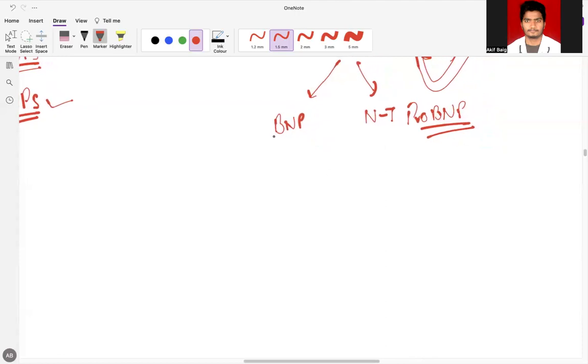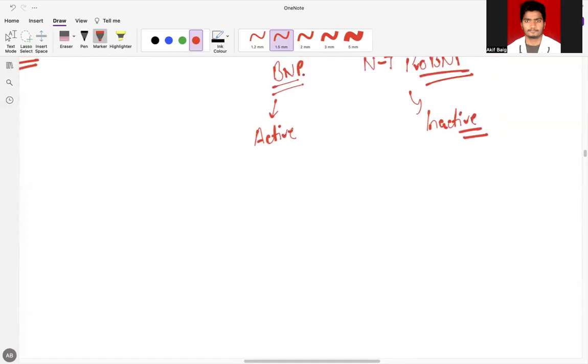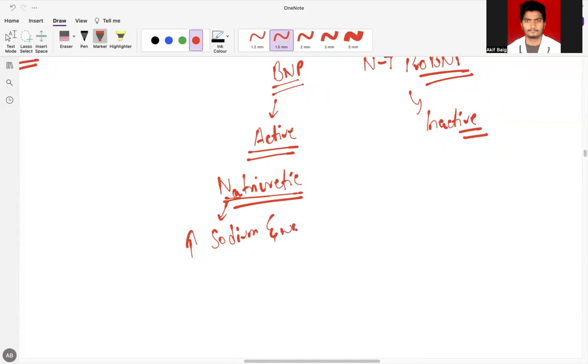The difference between the two is that BNP is the active metabolite, whereas NT-proBNP is just a protein and it is inactive. It doesn't have any actions as such. What does beta natriuretic peptide do? The name itself says it has a natriuretic effect. Na stands for sodium, so it leads to increased sodium and water excretion. Also, it causes vasodilation.